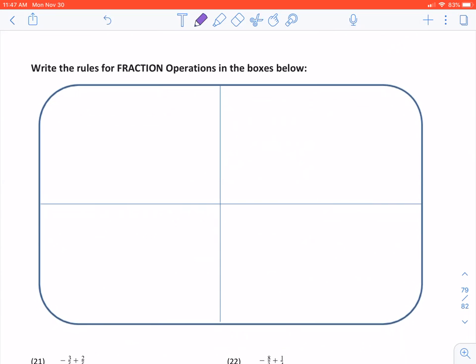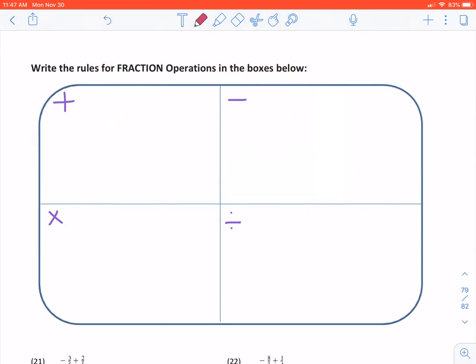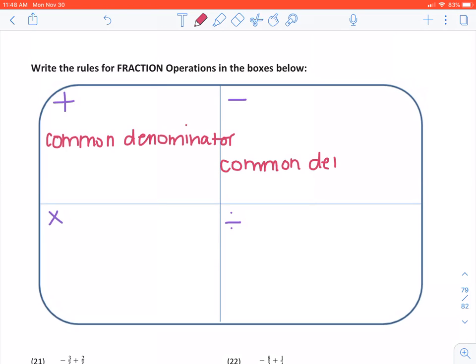All right, so now let's get to our fraction rules. We are going to write our fraction rules for adding, subtracting, multiplying, and dividing right in the boxes. We're just going to take some quick notes on this, okay? Nothing extensive. Let's talk about how when you are adding, you need to make sure that you have a common denominator because you're going to be adding the numerators. So make sure in adding you have a common denominator. And actually that is the same thing in subtracting. You need to have a common denominator when you're subtracting.